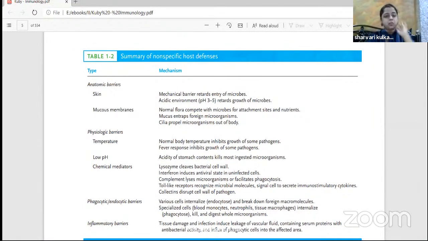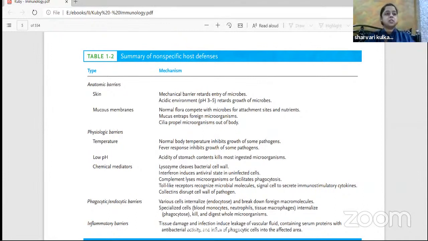retards the entry of microorganisms at the first level. Then mucous membranes, they are at the second level, like cilia, mucus, etc. Physiological barriers: temperature, body temperature, pH, acidity in the stomach, it kills some microorganisms. Then chemical mediators like lysozymes, interferon, complements, toll-like receptors.